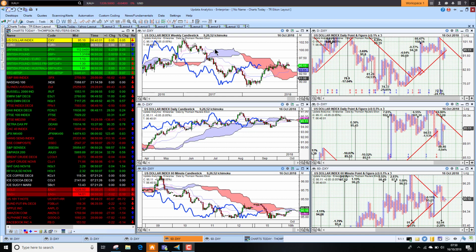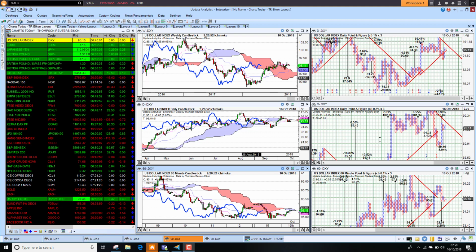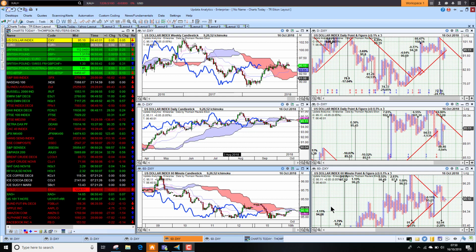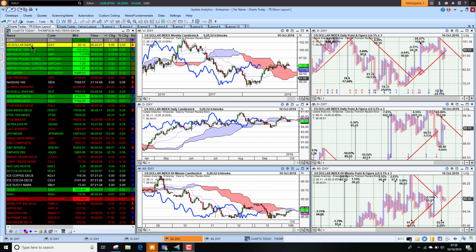This is the long-term view, the weekly, the 1% point and figure chart with price targets, the daily, the half percent point and figure chart, the 60-minute, and the 60-minute point and figure chart. So this is my long term, my medium term, and my short term views, so I can align all of those views together. So the dollar is looking still a little bit weak short term.